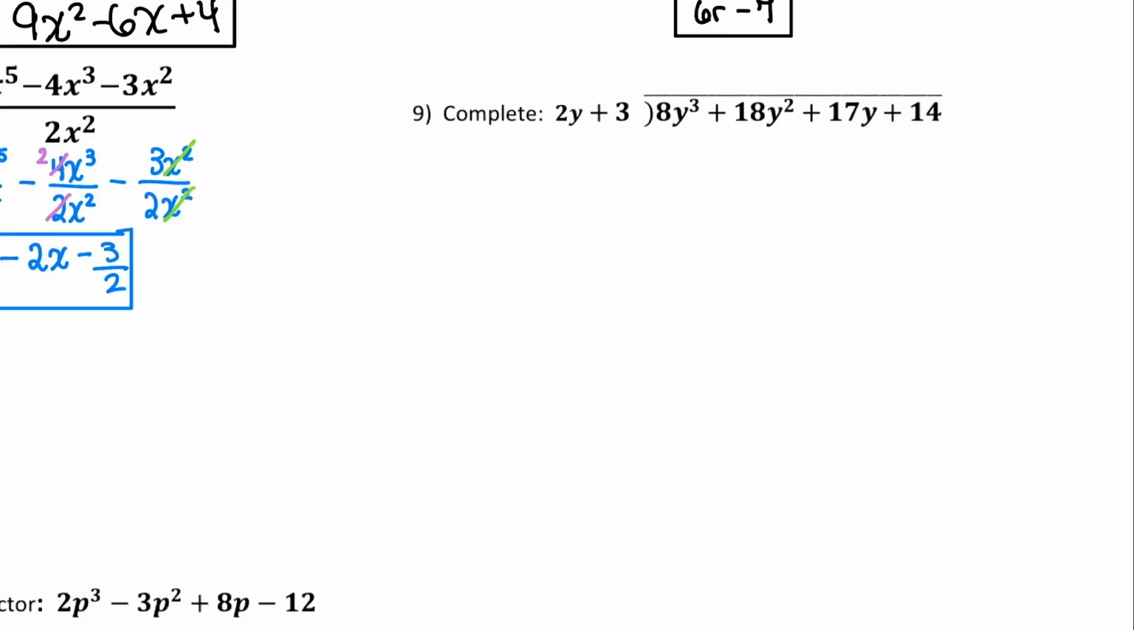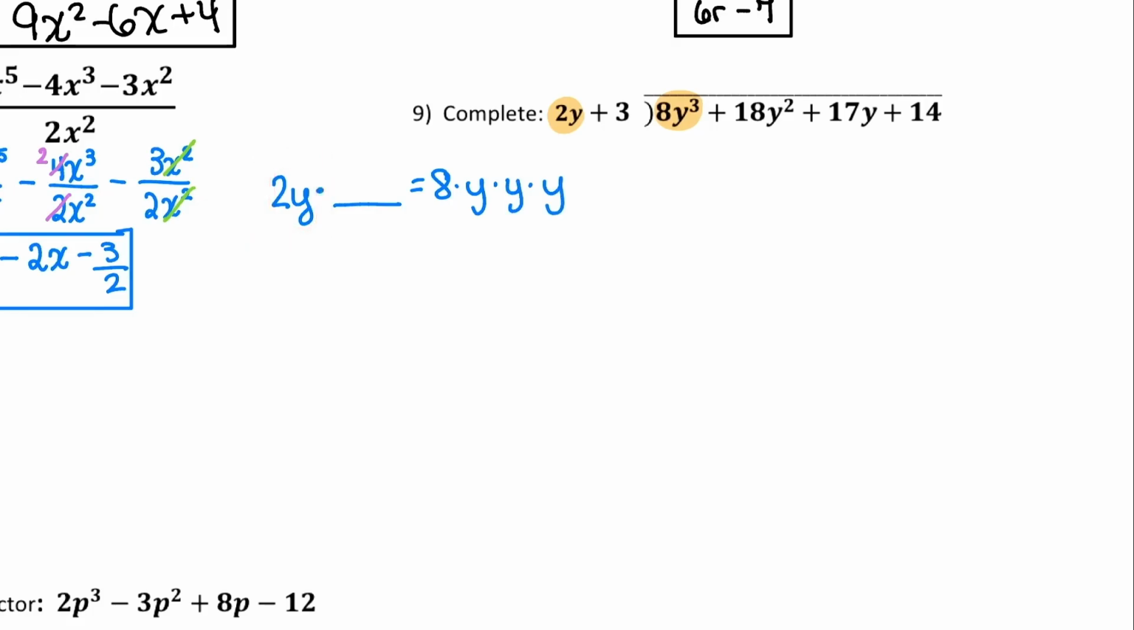So what we're going to do is look at this outer term only, 2y. And we are going to ask ourselves, what times 2y is 8y cubed? So the way to figure that out, we're going to say 2y times something is 8 times y times y times y. You can see over here that we already have a 2 and a y.